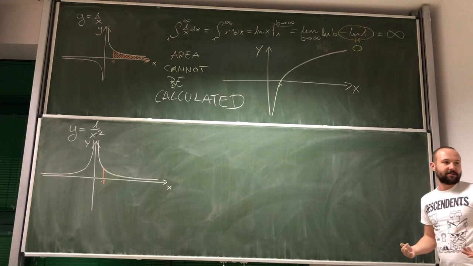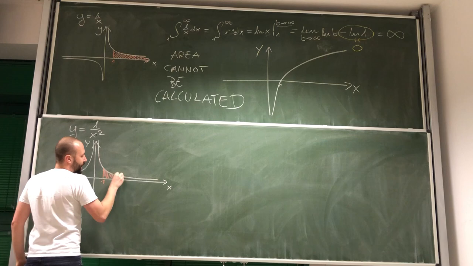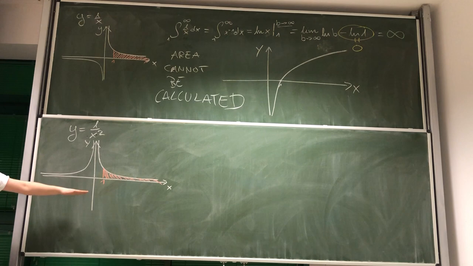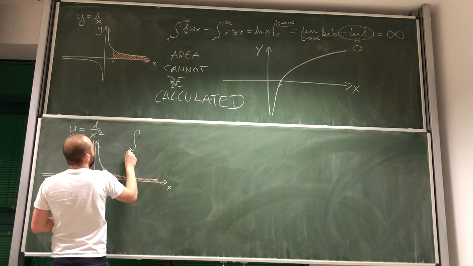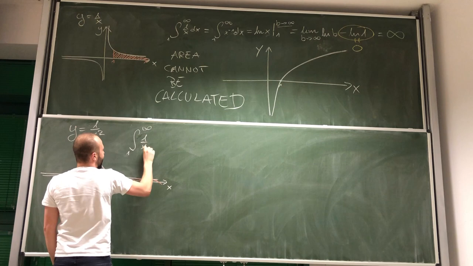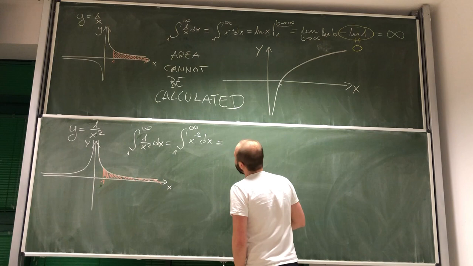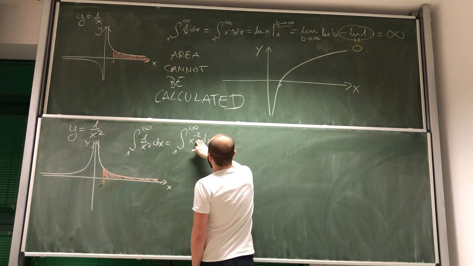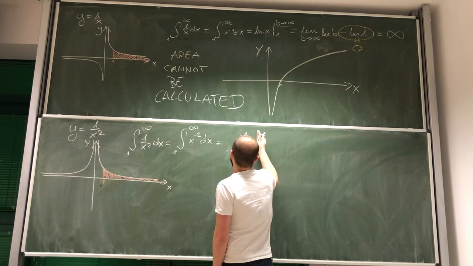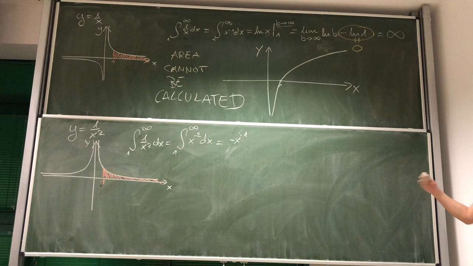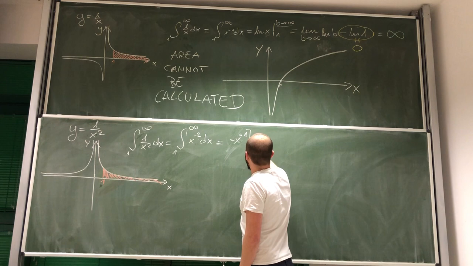Now, let's see whether this is going to have any impact on our results. Because we still want to know what is the size of the area below this function, from 1 to infinity. So again, we need to calculate the integral from 1 to infinity of 1 over x squared dx. So this is the integral from 1 to infinity of x to the power negative 2 dx, which is equal to x to the power negative 1 divided by negative 1, right? So negative x to the power of negative 1, with b approaching infinity and 1.